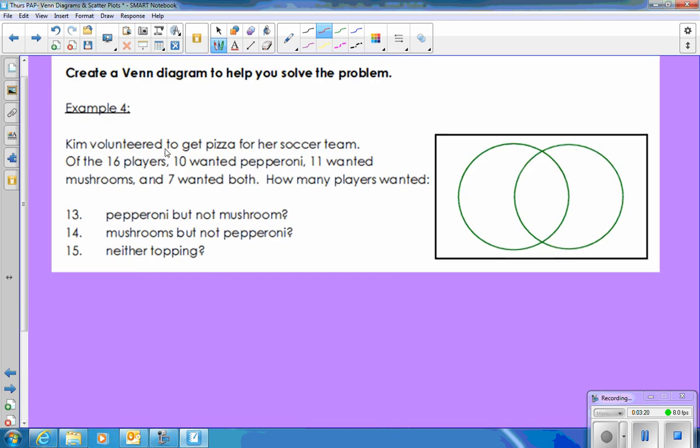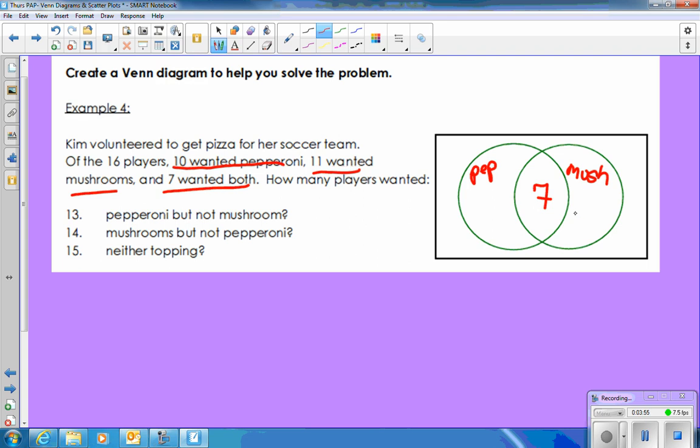On this one, we're talking about Kim volunteered to get pizza. There's 16 players. 10 wanted pepperoni. 11 wanted mushrooms. 7 wanted both. If you add those numbers up, it gives you way more than 16. That should point out to you that these guys wanted pepperoni, not only pepperoni, but pepperoni in total. So I've got pepperoni and I've got mushrooms. 7 people wanted both. 10 wanted pepperoni.